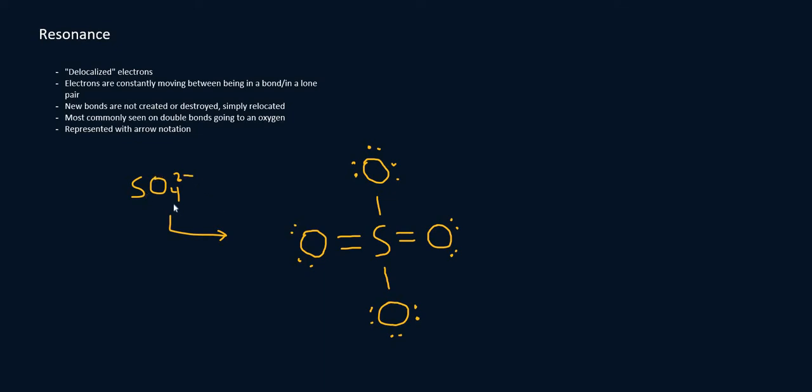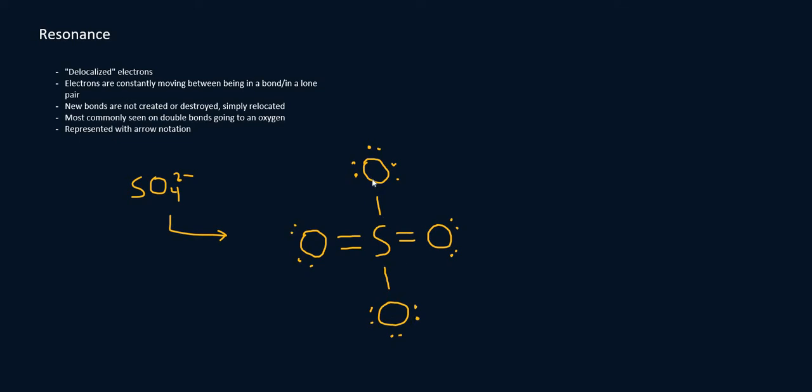Let's take the sulfate ion, SO4 2-. Here we've got a valid Lewis structure for SO4 2-, where we have the two double bonded oxygens on the sulfur, which both have a formal charge of 0, and we have two single bonded oxygens with a formal charge of -1 each. So this oxygen has a -1 charge, and this oxygen has a -1 charge.